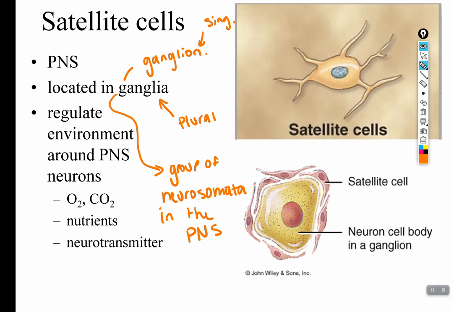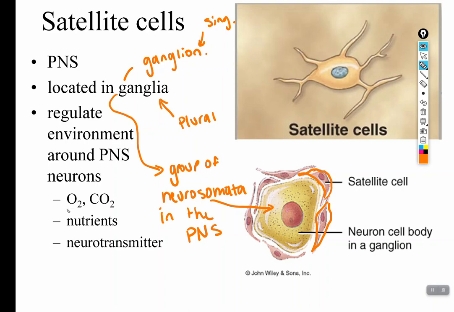So instead of having a bunch of neuronal cell bodies located just haphazardly wherever, when there are a bunch of neurons that are gathering information to or from somewhere, or they're clustered somewhere in the peripheral nervous system, as they often are clustered together, when a bunch of them are in a group, we call them a ganglion. And then within the ganglion, each of the neurosomata has its little shroud of satellite cells around it.